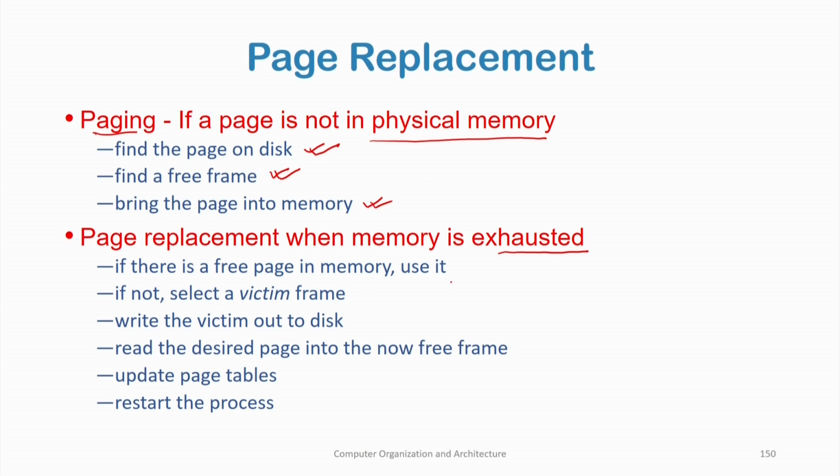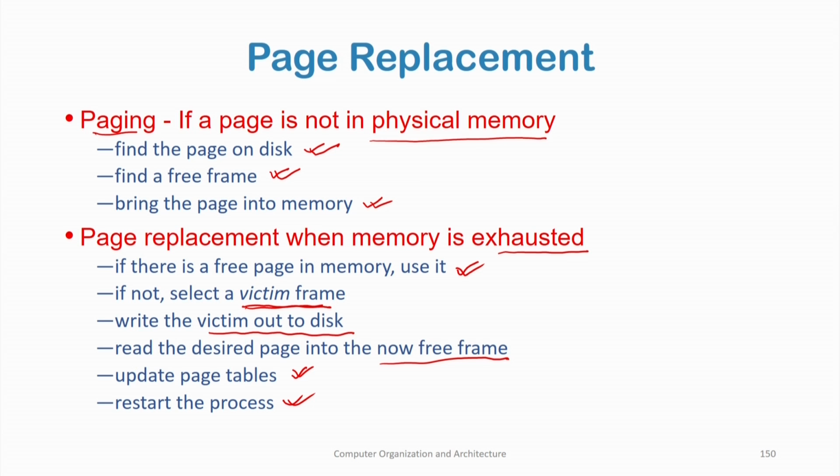If there is a free page in memory, then use it. If a free page frame exists, there is no need of replacement. If not, I have to select a victim frame, and herein comes replacement. Write the victim out to the disk, read the desired page into the now free frame, update page tables and restart the process. So, I had a page fault, I serviced the page fault and restarted the process, just as in the previous example. The question is which victim to replace and how to replace, what is the replacement mechanism and whom to replace.